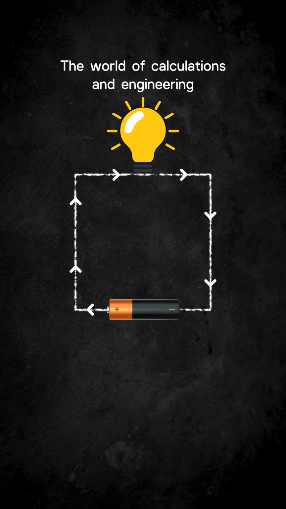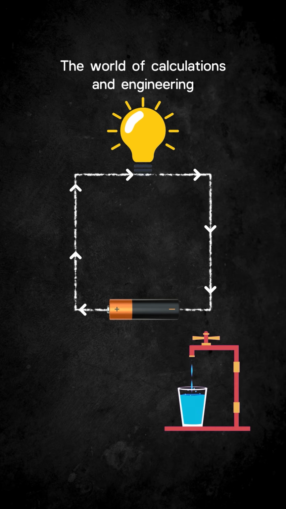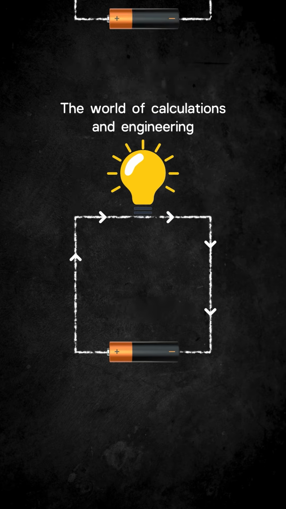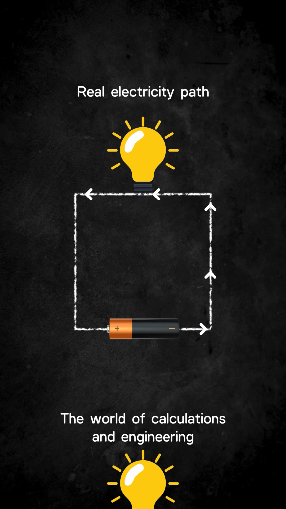Also, to make the concept feel more natural, just as water flows from a higher level to a lower level, electric current is considered to flow from higher voltage to lower voltage. But if we go deeper from a physical perspective, we must remember that electrons actually move from negative to positive.